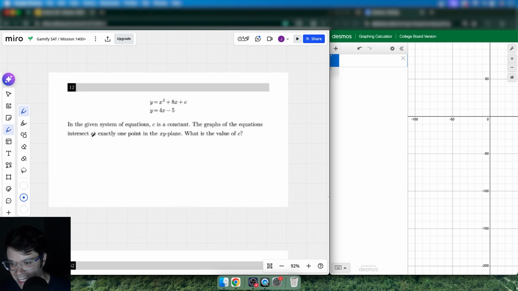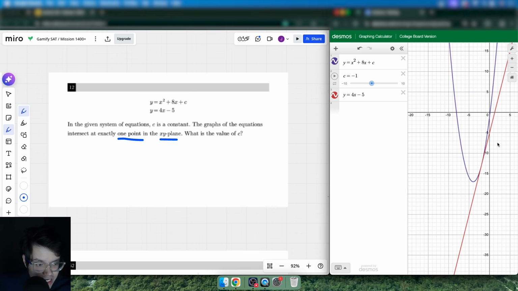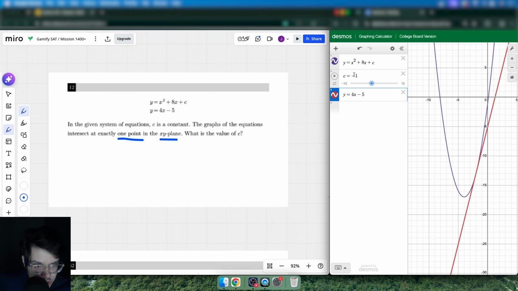This one here, it says they intersect at exactly 1 point again. So let me go ahead and try those. Okay, so we have something like this. Now I do have to move the slider around. There's no good option. So -1, is there only one solution at -1? Yep, looks like it because there's only one dot here. So therefore, the answer for this would be -1.